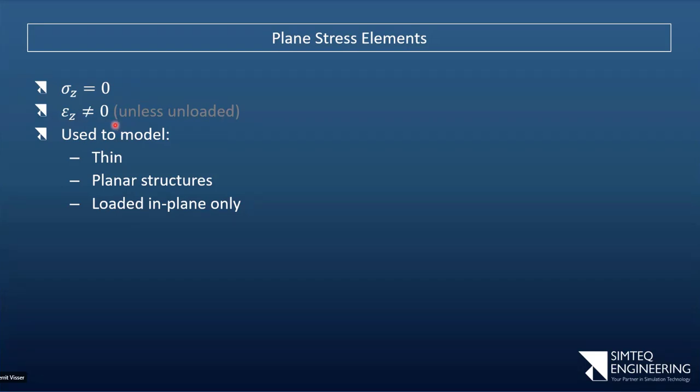Okay, so I just marked in gray there, unless it's unloaded, then obviously the strain in the Z direction will be 0. To model this, the structure has to be thin, it has to be a planar structure, and it has to be loaded in the plane only. So that means either a tensile or a shear load in the plane only. I specifically exclude compression. Yes, we can model it, but you have to be careful because this element cannot move out of plane, so it cannot model buckling.